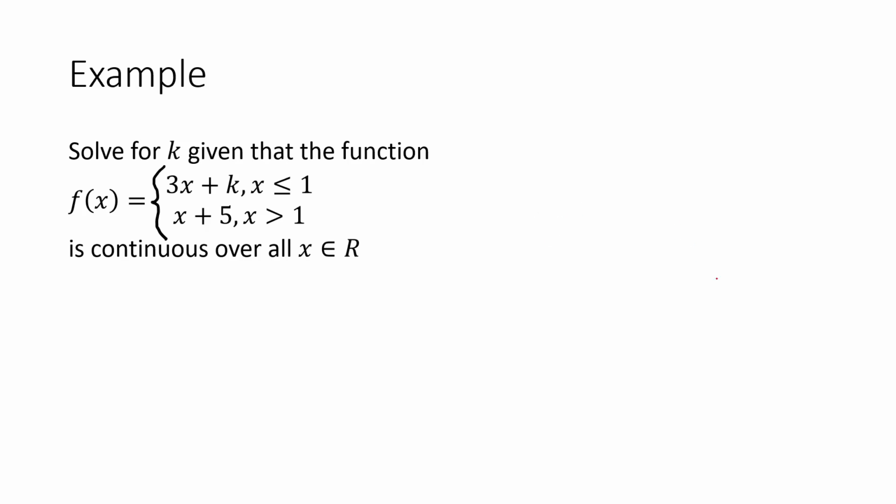Well, we see that our boundary value here is an x value of 1. We see that we're going to have an open circle there because it says x greater than 1, and we're going to have a closed circle there because it says x less than or equal to 1. Well, we want that open circle to land on that closed circle at an x value of 1.